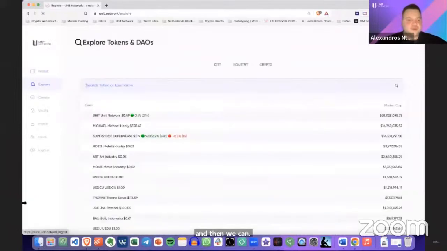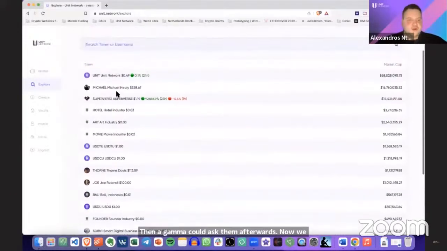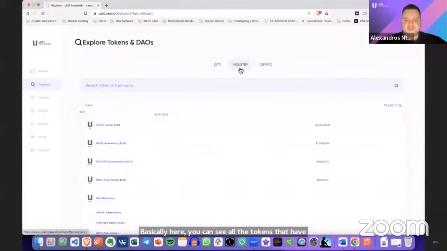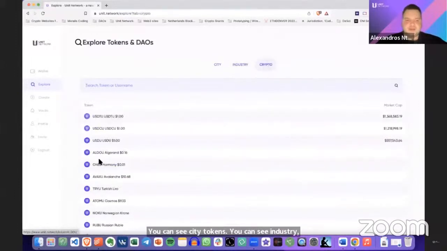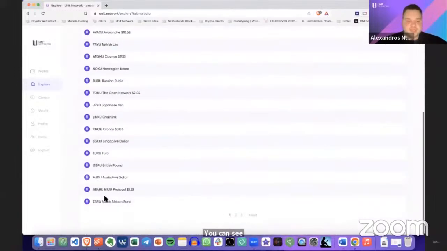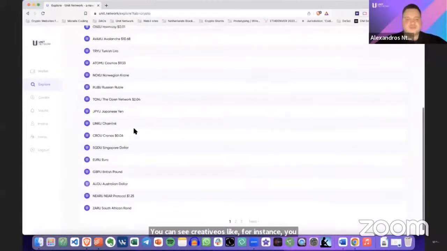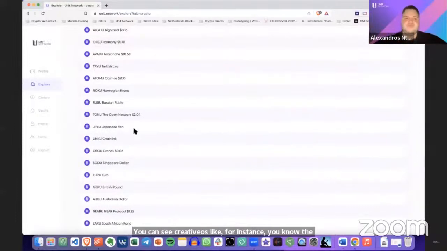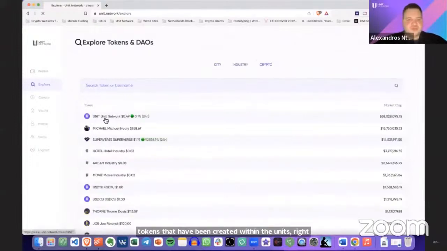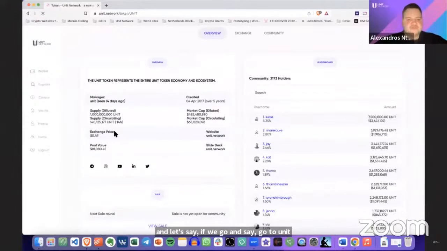Now we can go to explore. Basically, here you can see all the tokens that have been created. You can see city tokens, industry tokens, and cryptos, like for instance the euro, and all the kinds of tokens that have been created within the unit, right? And let's say if we go to unit, here you can see everything.